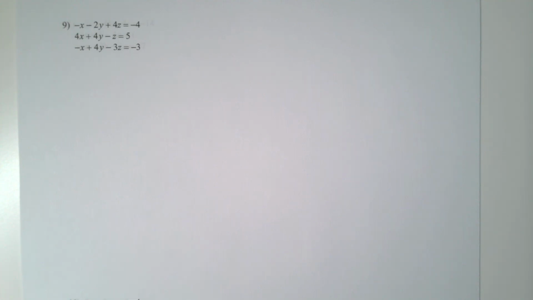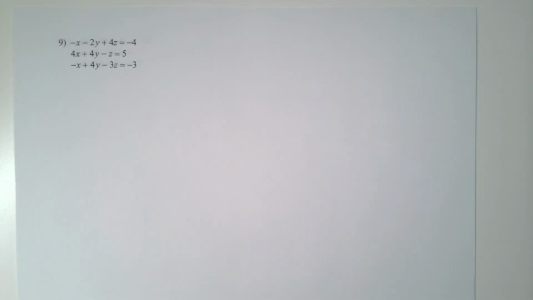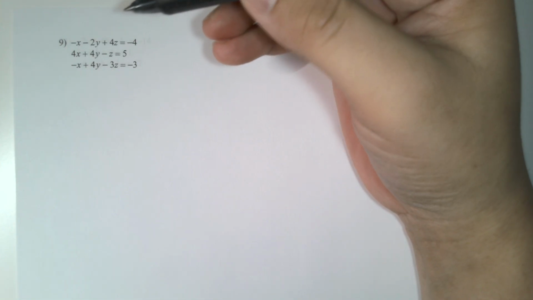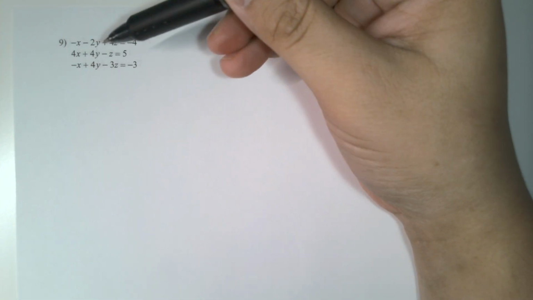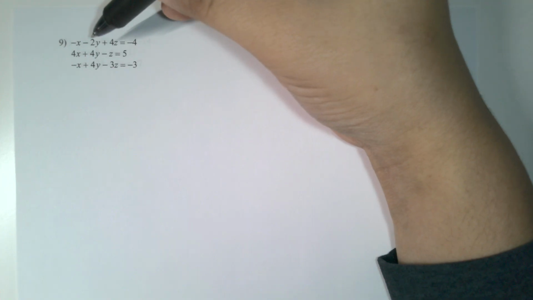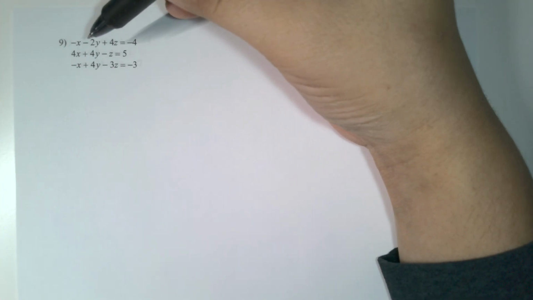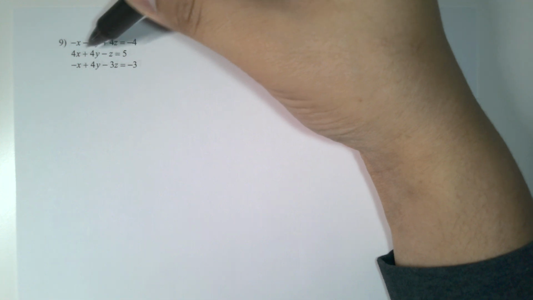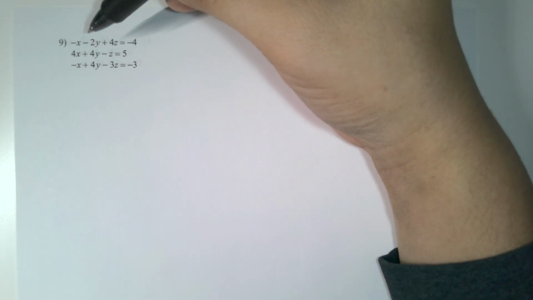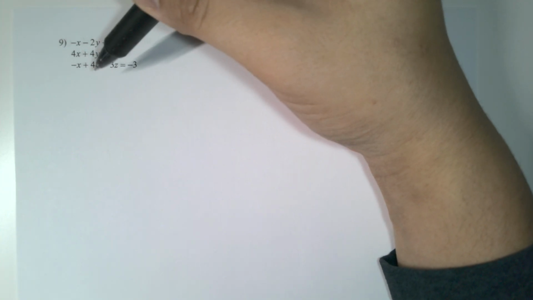Let's look at number 9. So number 9, again, we try to hunt for easy variables to eliminate. If we look at y here, notice that if I multiply this by 2, I'll get a negative 4. Then I can take equation 1 and 2 and add them together and the y's will cancel. And then I could add equations 1 and 3 together and the y's will cancel.